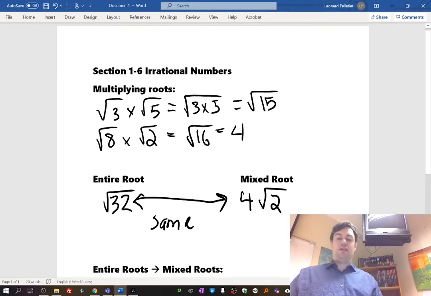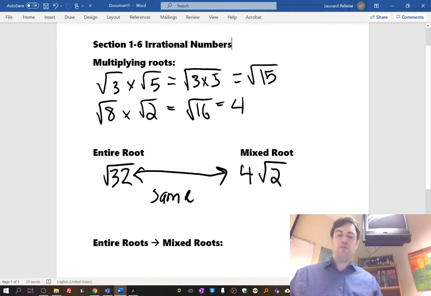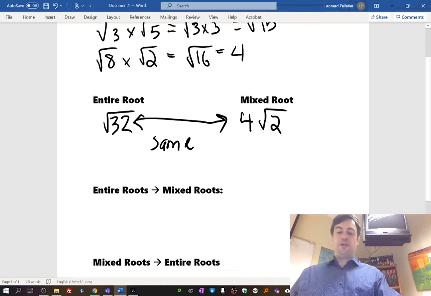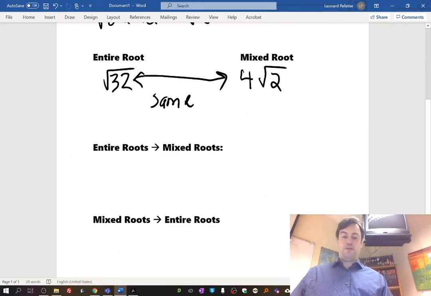And what we just did about multiplying roots, that's like a warm-up activity to get into this. We're kind of going to go backwards. We're going to start here and work backwards to break it up. That's going to be our technique for converting entire roots to mixed roots and back and forth. So let's take a look at an example of converting.